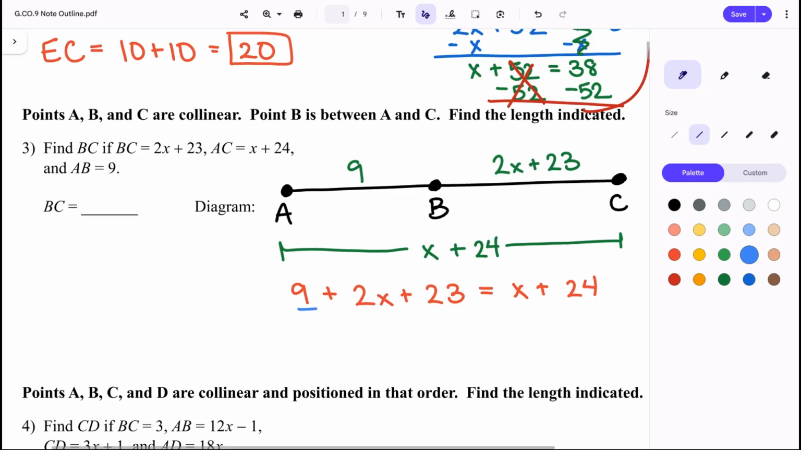All right. You want to start with the 9 and the 23 together. Good. So 2x plus 32 is equal to x plus 24 over here. All of that just drops down because we can't put those together. Now what?